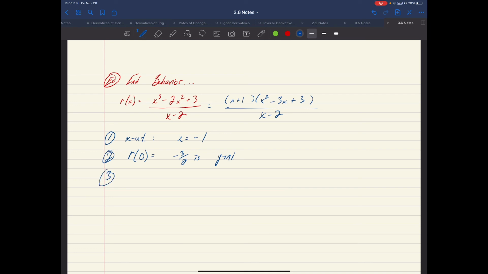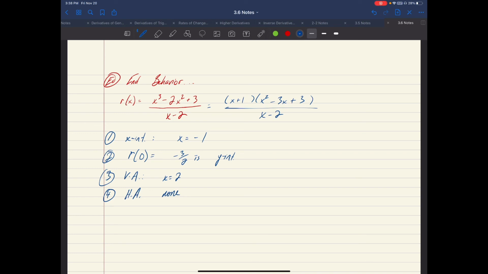Third, the vertical asymptote is x equals 2, so that's what zeroes out the denominator. Horizontal asymptote: the numerator is of higher degree than the denominator, so there is no horizontal asymptote. Okay, so it says end behavior at the top of this one. This does not have a slant asymptote. It has an asymptote that is shaped like a quadratic.